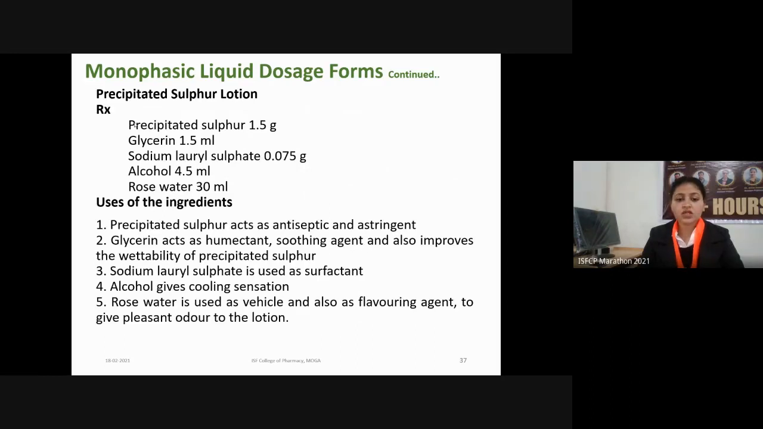The next ingredient is sodium lauryl sulfate. This will act as a surfactant. Alcohol will give us a cooling sensation. As evaporation causes cooling, the alcohol will evaporate and cause a cooling sensation. And the rose water is used as a vehicle and as a flavoring agent to give a pleasant odor to the lotion. These are the uses of all these excipients.